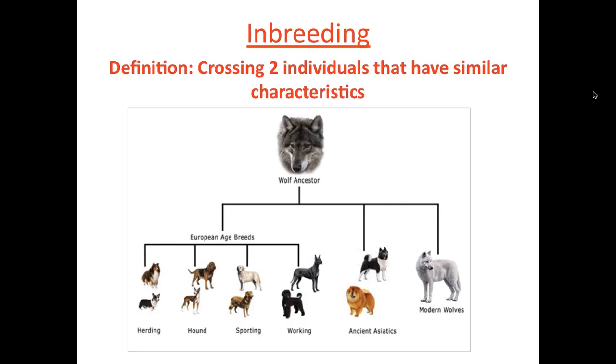And the classic example of inbreeding that we're going to delve into later on is that of all the modern forms that dogs come in from their wolf ancestor, shown up here.